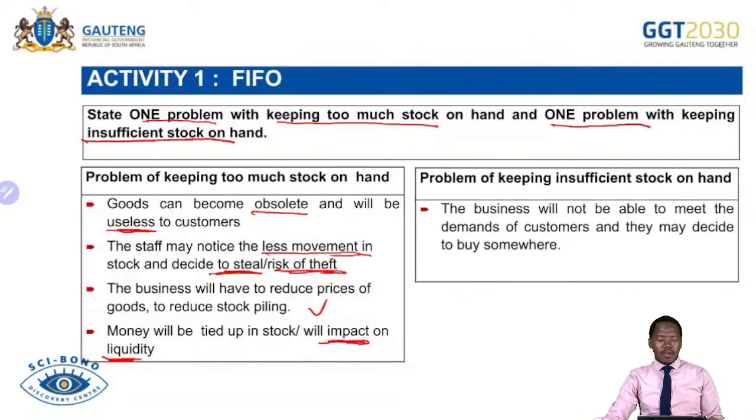So we are saying that we are not going to be able to meet the demand. Remember, our main aim is to sell. Now, if we cannot meet demand, then we are not doing our primary duty. Then we will lose customers. So our customer base may be affected.